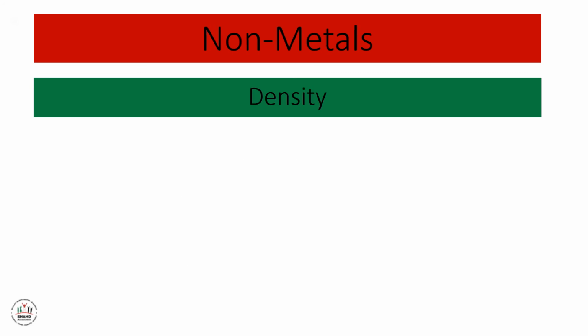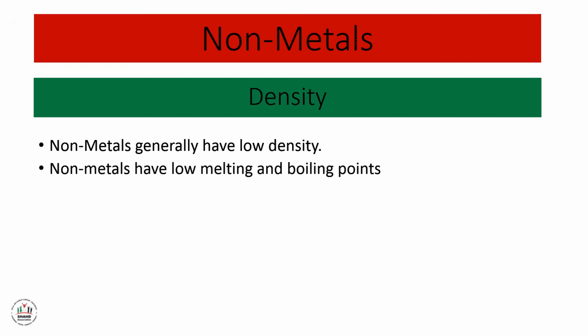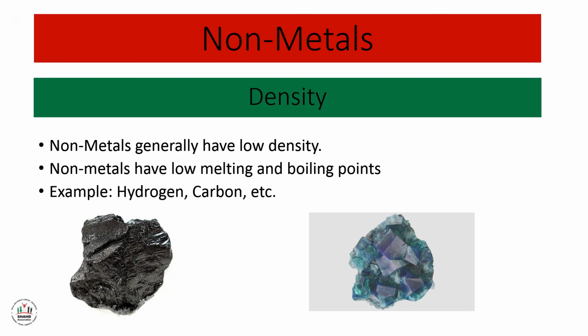The third property of nonmetals is they have low density. Also, nonmetals have low melting and boiling points. For example, hydrogen and carbon. They both have low density and low melting and boiling points.